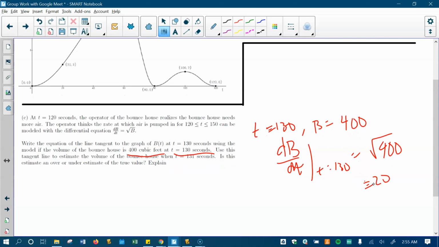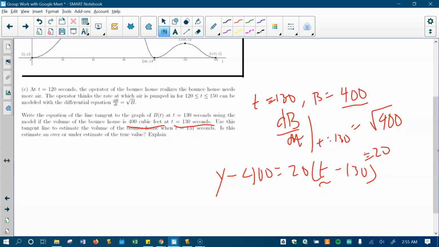To get the equation of the tangent line, let's go on and write that. So we'll do y minus 400, because that's the b value, equals the slope 20, parentheses, t minus 130. And please keep in mind that you cannot put an x here, you have to put a t, because that's the variable. If you put an x, you will not get credit.